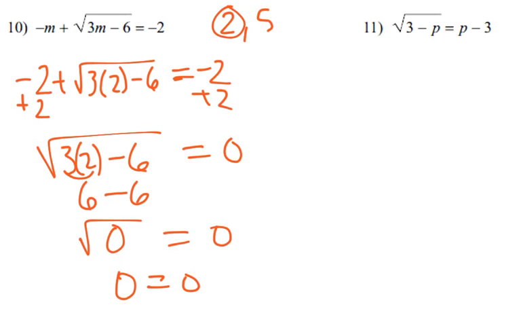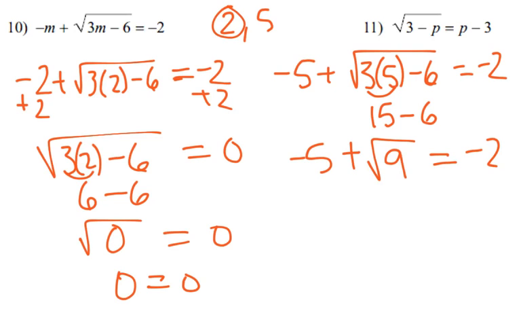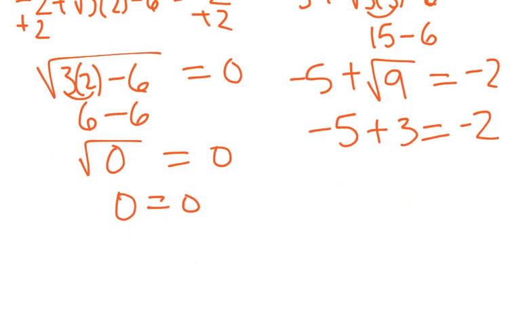Let's try 5. You could have two possibilities, but you've got to check them, because if one of these doesn't work and you put it down as your answer, you're out of luck. So 3 times 5 is 15. 15 minus 6 is 9. Square root of 9 is 3. So negative 5 plus 3 equals negative 2.